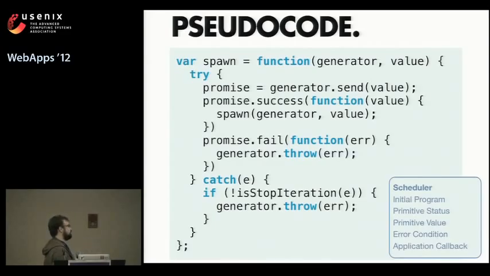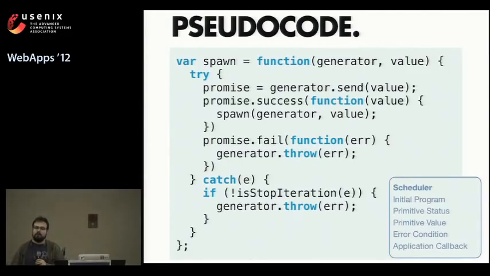And then you basically say, okay, whenever the promise was successful, spawn, run the generator again with the value that you got back from the successful callback. When the promise fails, do generator.throw error. So you can actually throw an error inside, which will give us synchronous error handling. And then basically keep doing that until, when you call generator.send, you get a stop iteration error, in which case be done. Otherwise, for any other error, rethrow the error. So this is a really simple spawner, and I'm sure it is much simpler than what a real implementation would actually do.